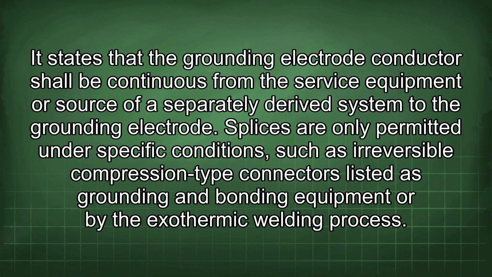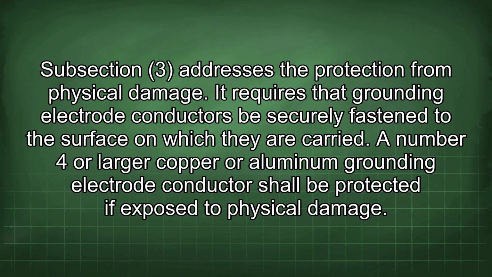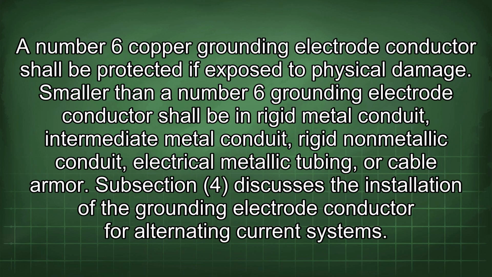Splices are only permitted under specific conditions, such as irreversible compression type connectors listed as grounding and bonding equipment or by the exothermic welding process. Subsection 3 addresses the protection from physical damage. It requires that grounding electrode conductors be securely fastened to the surface on which they are carried. A number 4 or larger copper or aluminum grounding electrode conductor shall be protected if exposed to physical damage. A number 6 copper grounding electrode conductor shall be protected if exposed to physical damage.